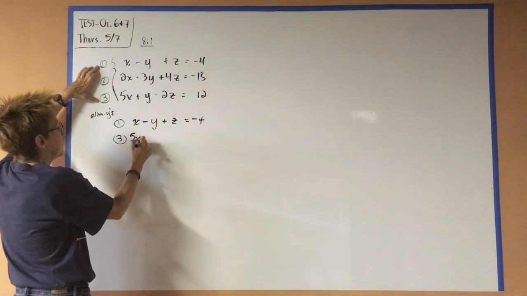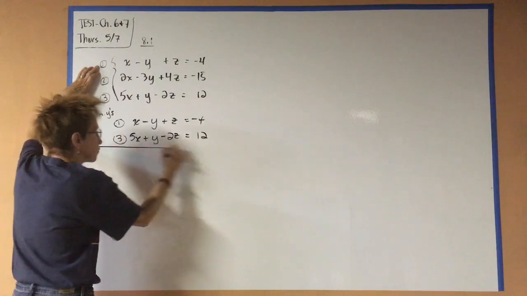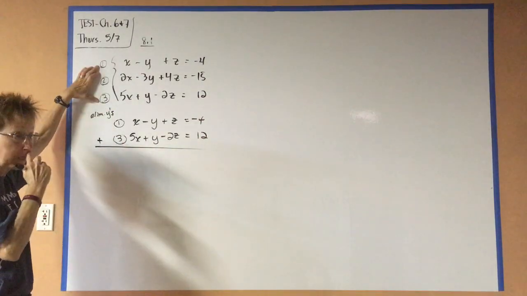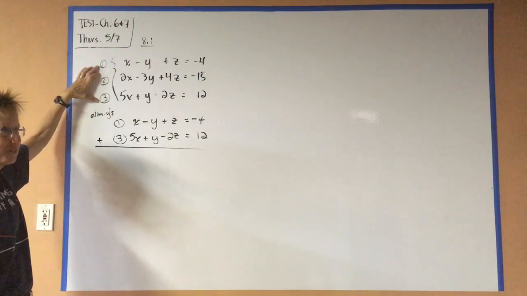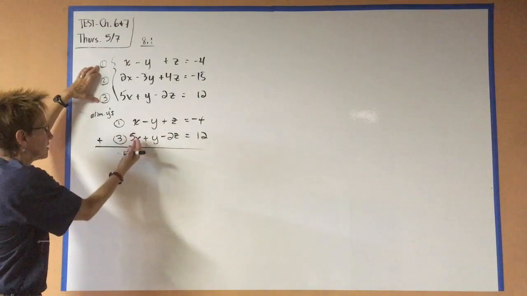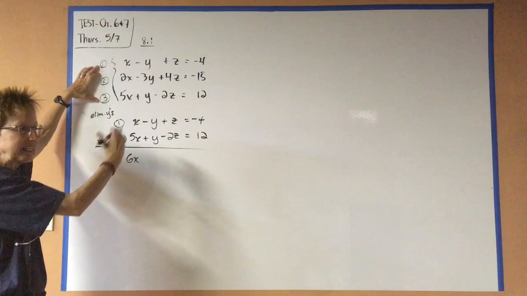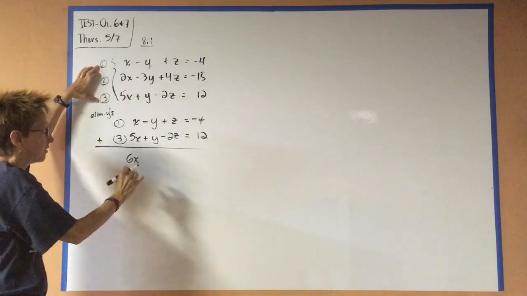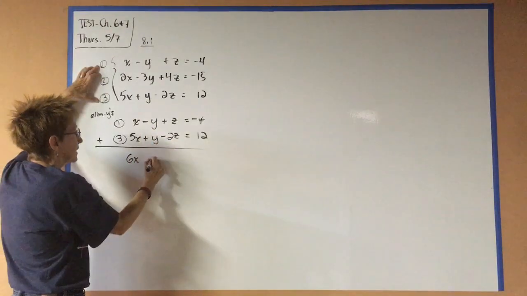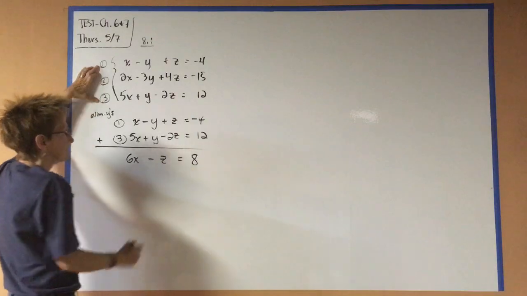And I've got 5x plus y minus 2z equals 12. This is ready to go, ready for elimination. I'm going to add these two together. Again, I'm assuming that you know how to do elimination. I'm going to add these two together and the y's will go away. So this gives me 6x, and again, important, you have to have like terms lined up, everything lined up underneath each other, or else this process doesn't work. Y's are gone. This gives me a negative z equals a negative 4 plus 12 gives me a positive 8.